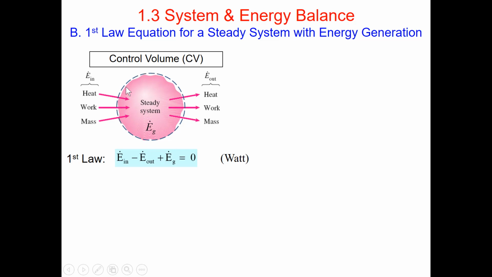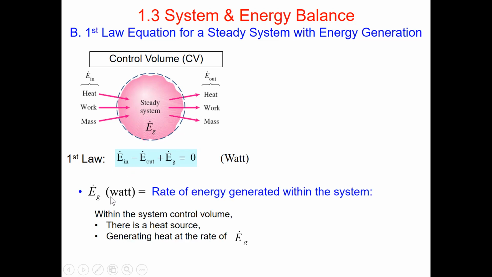On the boundary, the energy in the form of heat, work, and mass flow carrying enthalpy can enter the system and leave the system. If it goes into the system, we take the positive sign. If it is out of the system, we take the negative sign.